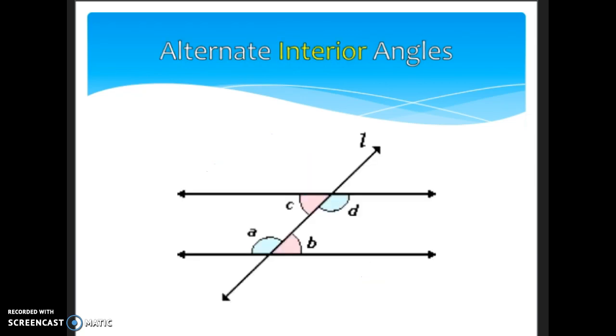The next set of angles we discussed were alternate interior angles. Alternate meaning on the opposite side of the transversal, interior meaning in between the two parallel lines. In this example, angle A is the alternate interior angle of angle D. Also, angle C is the alternate interior angle of angle B.